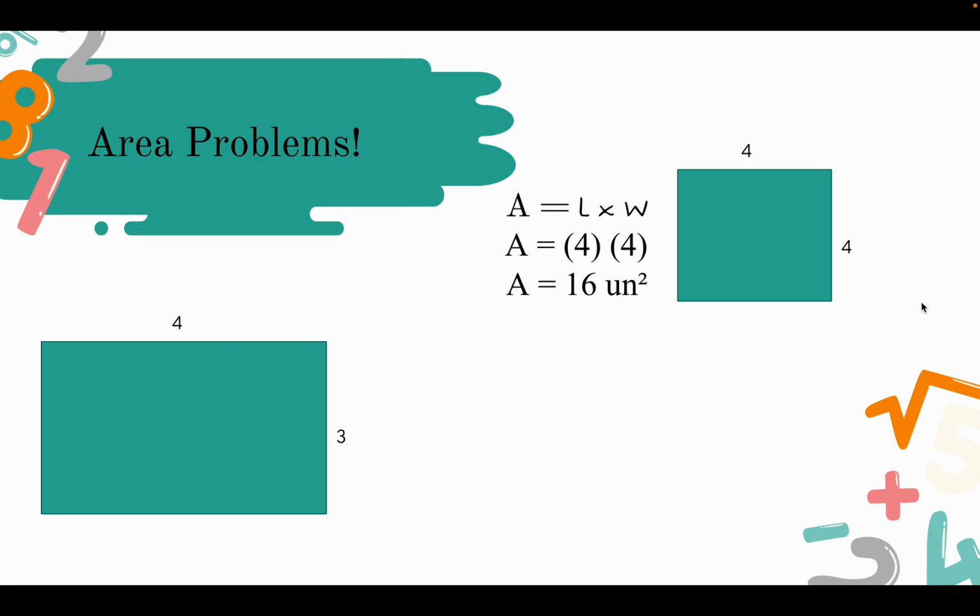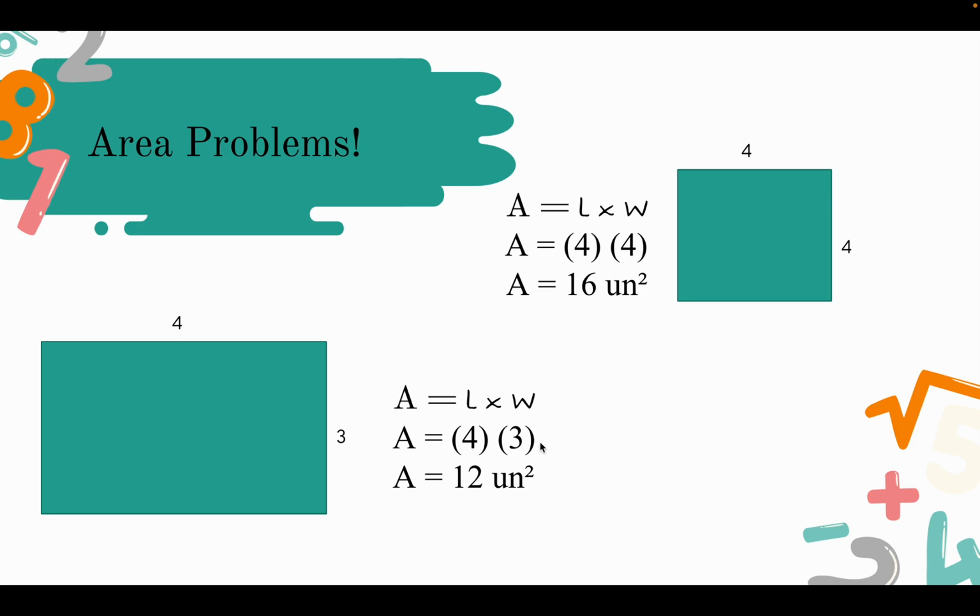But for the first one, you have 4 times 4, because area of a square is length times width, or length squared. So we have 4 times 4, which is 16 units squared. When you're writing the units for area, you should always square it because that is the proper format.